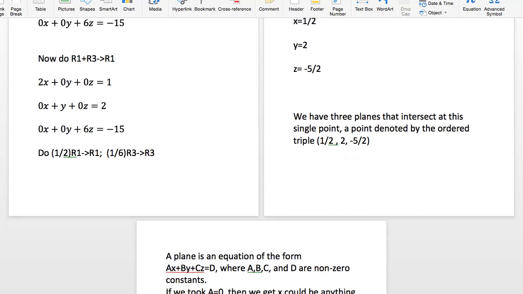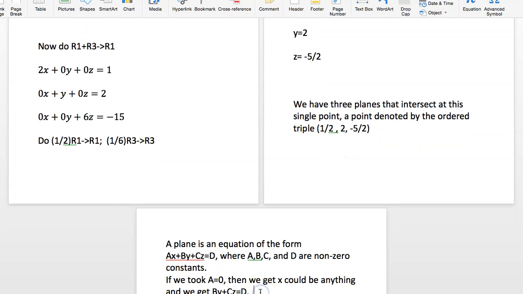Well, maybe it doesn't matter anyway, but let's see. Then x could be anything, and we get by plus cz equals d. Technically we have a line here, right? by plus cz equals d. That's the general form of a line, but we still have a plane because z could be anything.